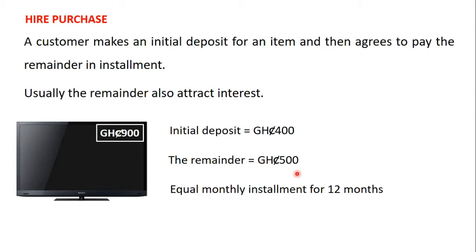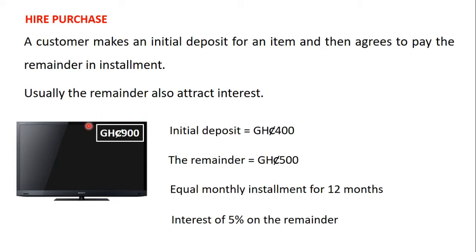So at the end of the first month, he will pay one part. At the end of the second month, he will pay one part. And at the end of the third month, he will pay one part. It will continue up to the 12th month. So he agreed to pay the remainder in equal monthly installments for 12 months. Now, because Kofi did not pay the 900 Ghana cedis all at once, the shop also charged an interest of 5% on the remainder.